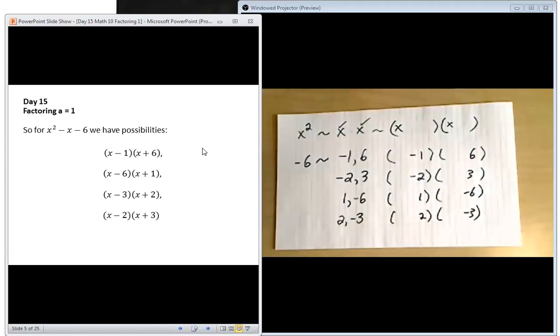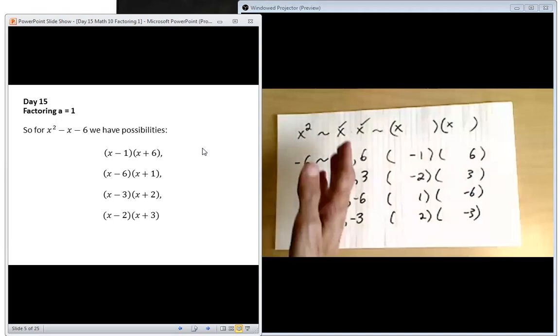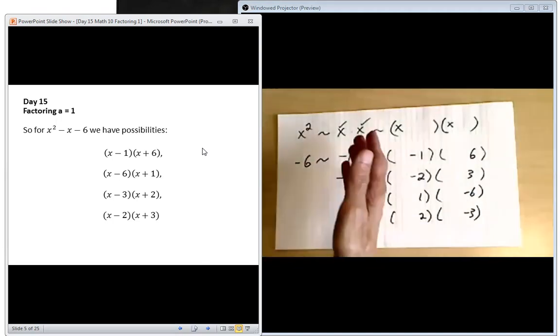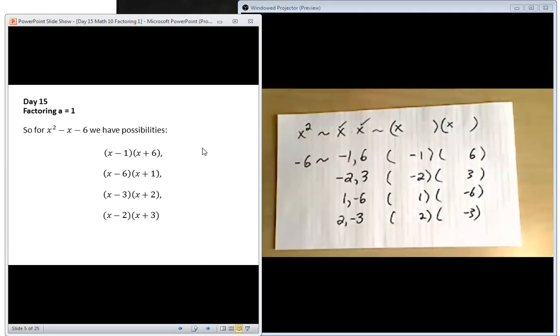Okay, so only one of these is correct. But this is how we can get it started. Go like, oh, okay, well, we get a -6. It's one of these 4, right? Now, which one is it?